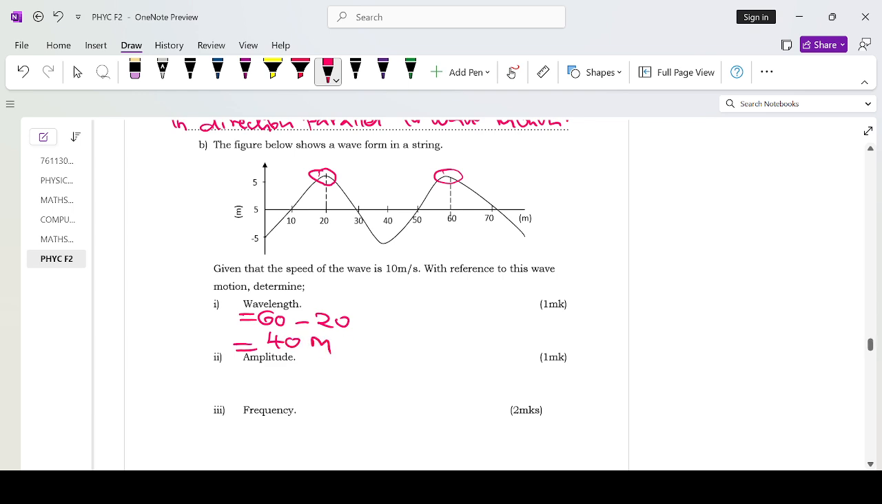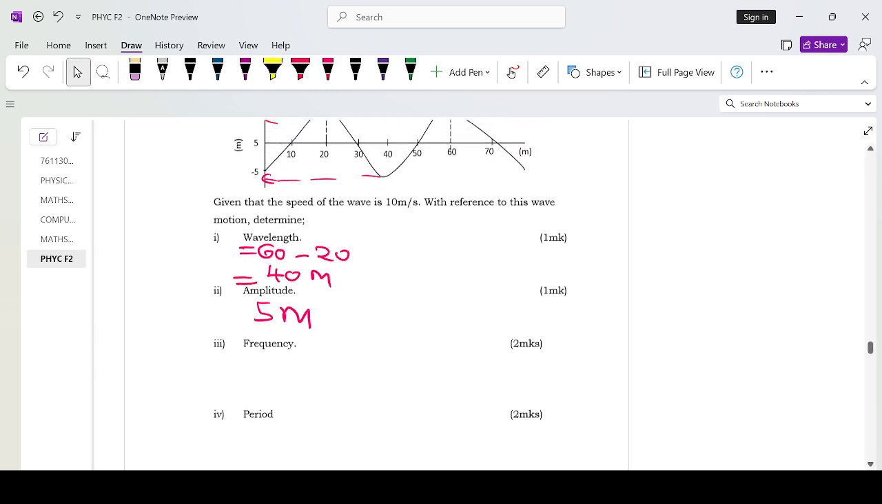meters. 40 meters. Amplitude. Learners, amplitude is the maximum displacement about the mean position. So you get your amplitude is 5 meters. Remember, I've said the maximum displacement. How far is it from the mean position? That gives you the amplitude.